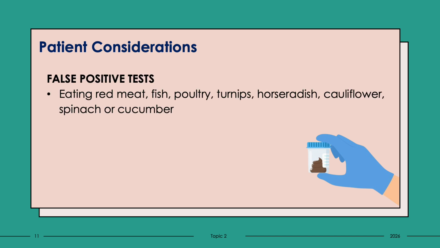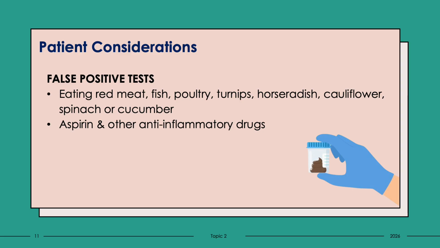So number 1, avoid ingestion of red meat, fish, poultry, and some vegetables because these contain peroxidase. So this peroxidase-containing food causes false positive results on our FOBT, or fecal occult blood test. So the diet should be free from peroxidase-containing foods for at least 3 days prior to testing.